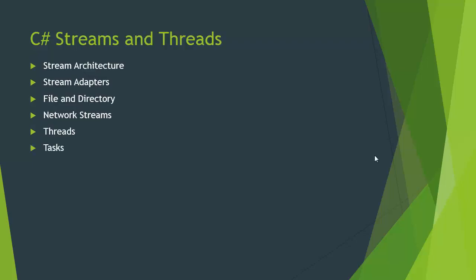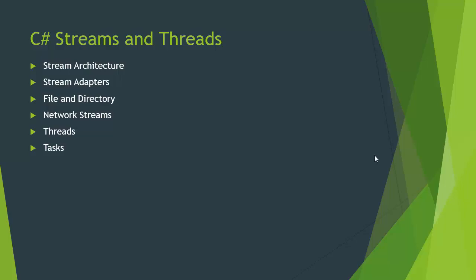In our next section, we'll cover streams and threads. We'll cover the architecture of streams, the different stream adapters. We have different things like text writers, text readers, file readers, and file writers. We'll also talk about file and directory classes. These are classes that you can use to manipulate files. Then we also have network streams. This is data that's sent and received over the network.